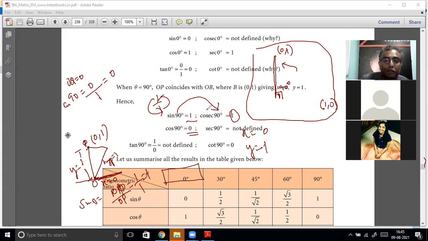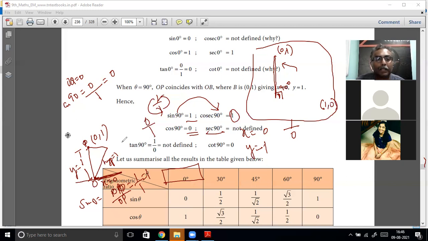But secant 90 is undefined, because cos 90 was 0 by 1, so secant 90 is 1 by 0. So secant 90 is undefined. Very important. Tan 0 is 0. Tan 90 is undefined. Cot 0 is undefined. Cot 90 is 0.